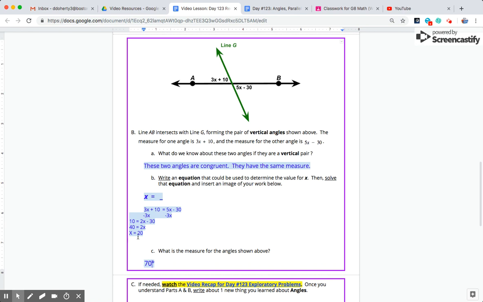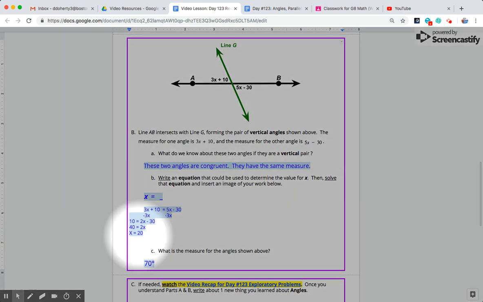Alternatively, you could have taken that 20 right here and plugged 20 into 5x minus 30. 5 times 20 is 100. 100 minus 30 also would give you 70 degrees. So we see these angles, just a little smaller than a right angle, measure out to be 70 degrees according to this algebra equation we were able to write.